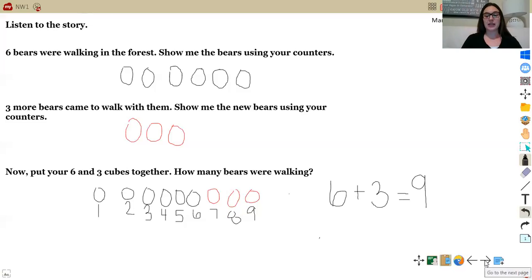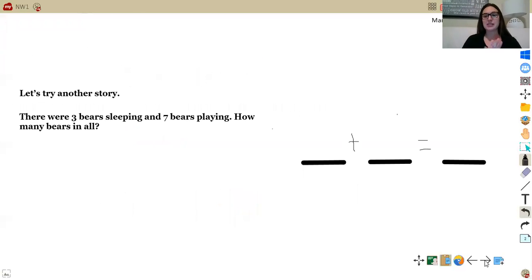So let's go ahead and listen to this story. After you're done listening, pause the video, work it out on your own, and then come back and check your work. Here is the next problem. There were 3 bears sleeping and 7 bears playing. How many bears in all? Go ahead and pause it and draw your picture to represent your number sentence, and I've even helped you start the beginning of your number sentence. Remember that part plus part equals whole. Go ahead and get started and then come back and check your work.